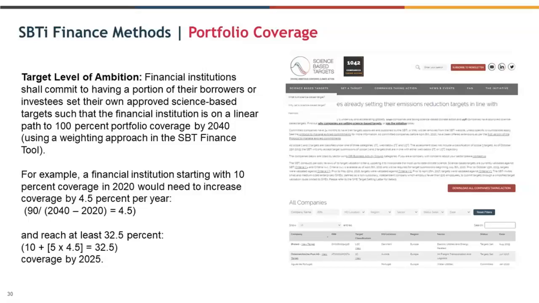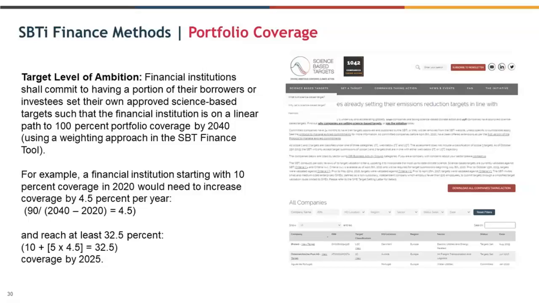But essentially, we have this linear pathway out to 2040. So, a quick example of how this actually works in practice. For example, if you have a financial institution and their portfolio has 10% coverage in 2020 of their investees with science-based targets, this means that 10% of the companies, or the market cap of those companies, or the emissions of those companies already have science-based targets.